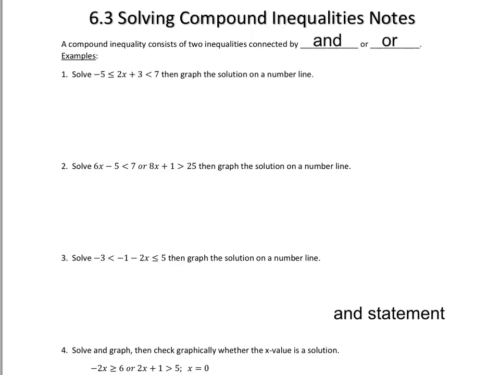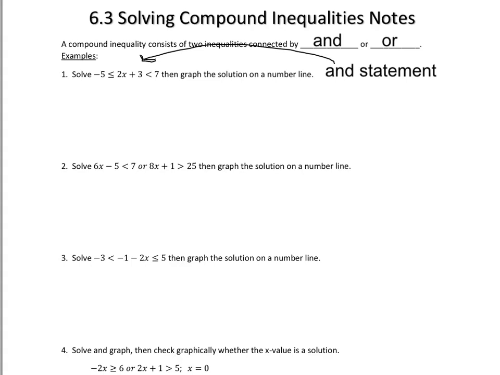Now, let's look at example 1. It says solve -5 is less than or equal to 2x plus 3, which is also less than or equal to 7. Then we're going to graph the solution on a number line. You notice this 2x plus 3 is both greater than the -5, but also less than the 7. So this is what we consider an "and" statement. It doesn't have the word "and" there, but you should recognize that as an "and" statement.